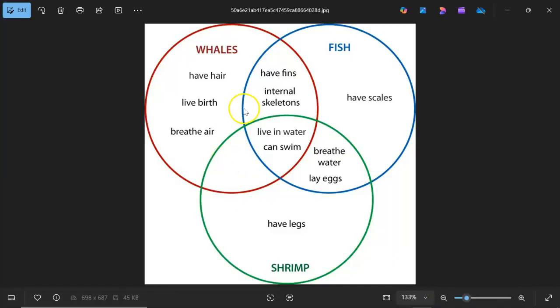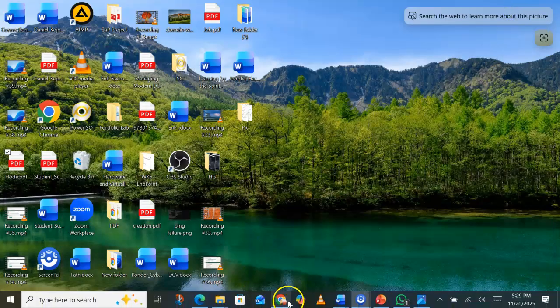This is the one I found online, and as you can see, this diagram shows traits of wolves, fish, and shrimp. These are their features and what they share in common. So let me go back to the board.